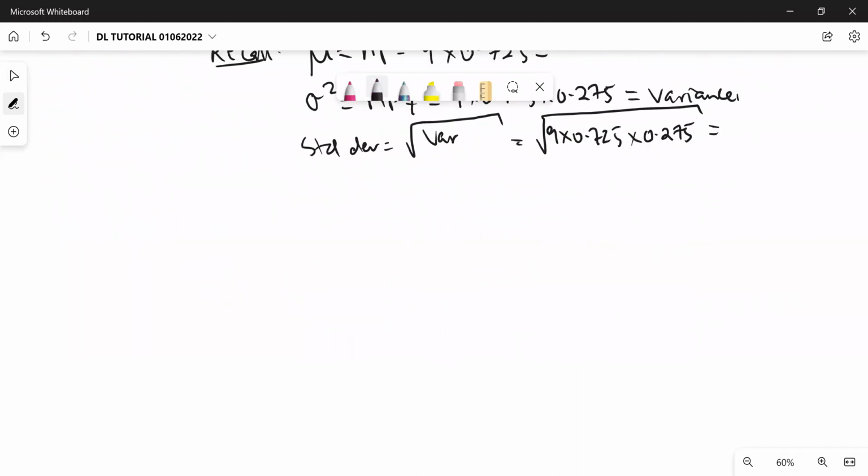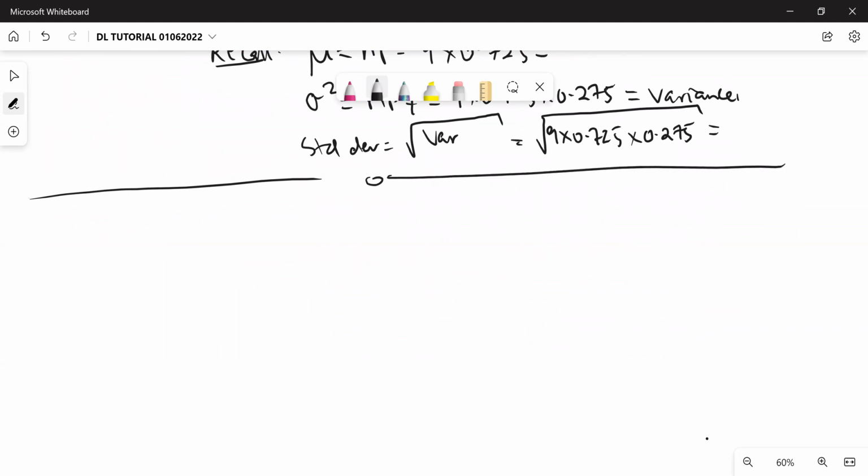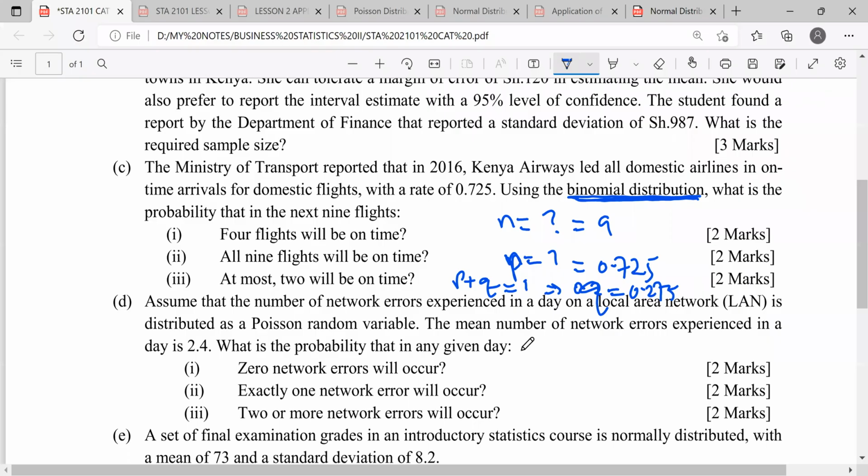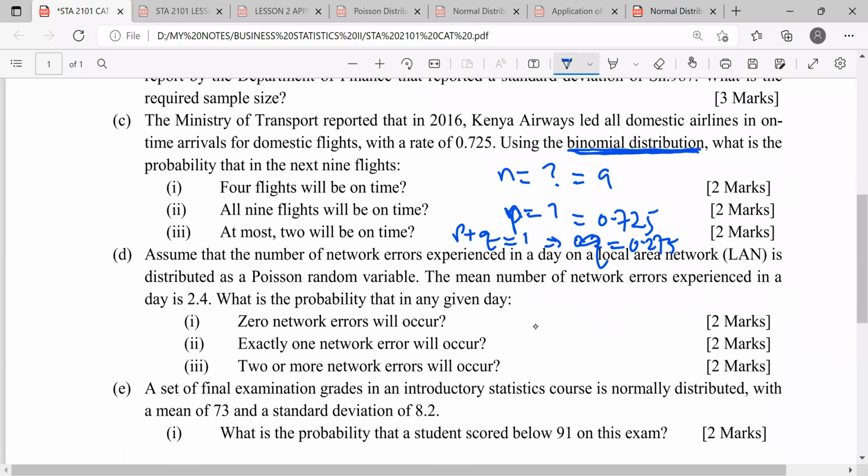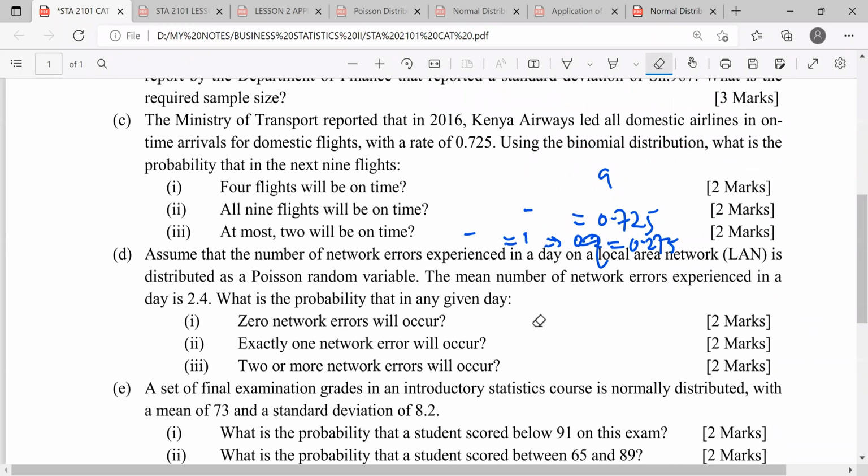And the second example here is the application of the Poisson distribution. We are told to assume the number of network errors experienced in a given day on a local area network is distributed as a Poisson random variable. To assume that the errors follow the Poisson random variable or the Poisson distribution.